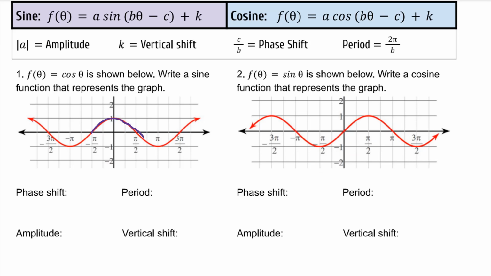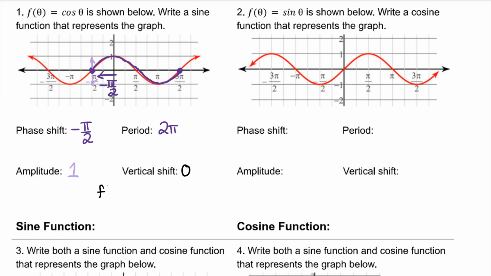Sine starts at the midline, so we'll need to find a "starting point" for sine, which will be your phase shift. I chose negative pi halves. Because we've been given cosine, we already know the period is 2 pi. The amplitude is 1 and the vertical shift is 0. So when there's no change in period, c over b is c over 1, so just c. That makes f of theta equal to sine of theta minus negative pi halves, which simplifies to sine of theta plus pi halves.